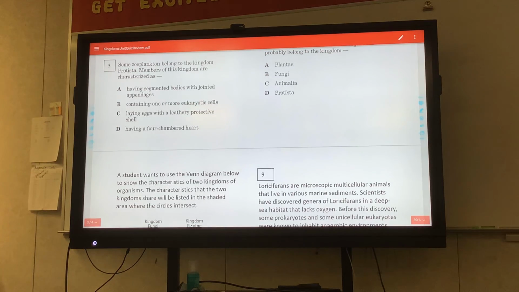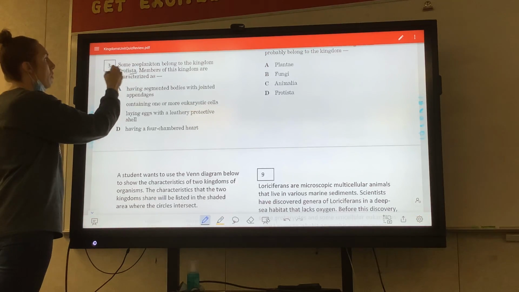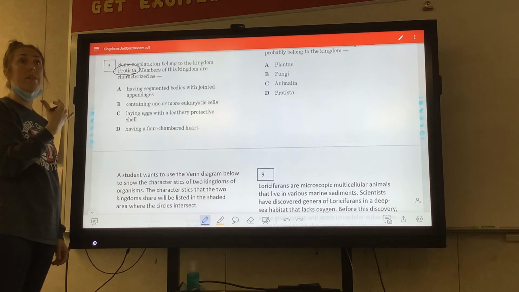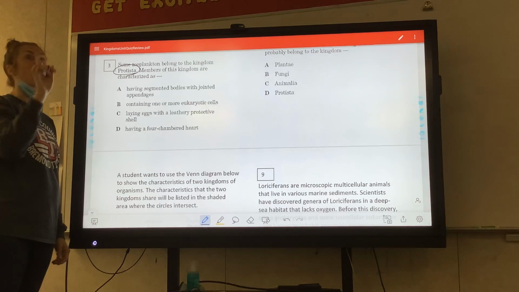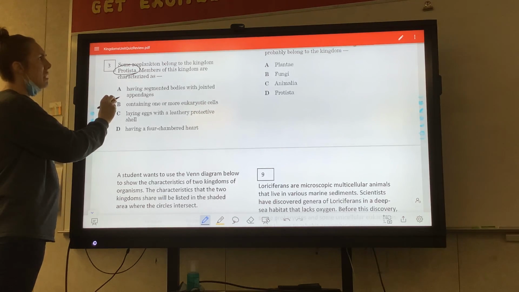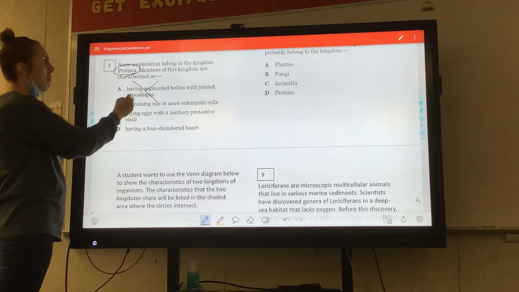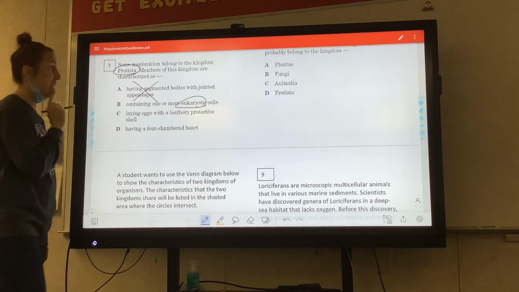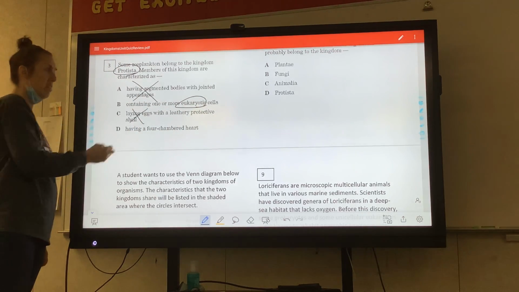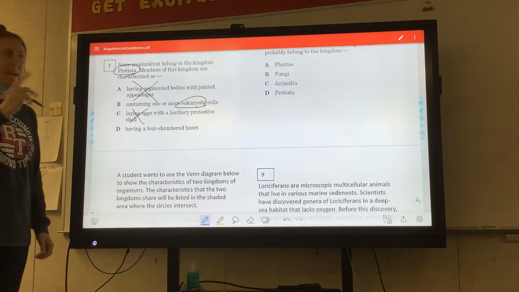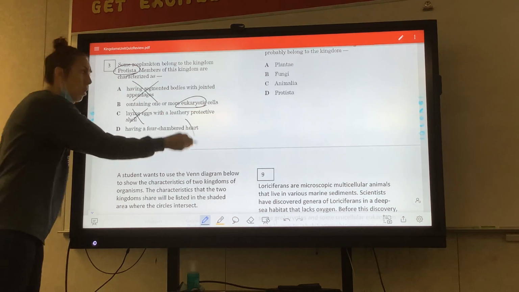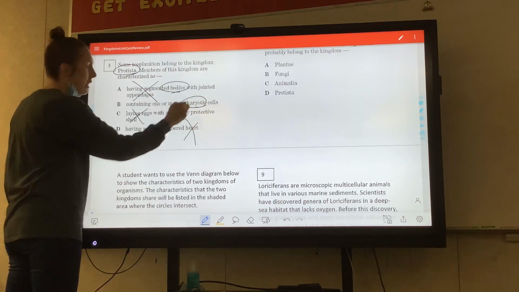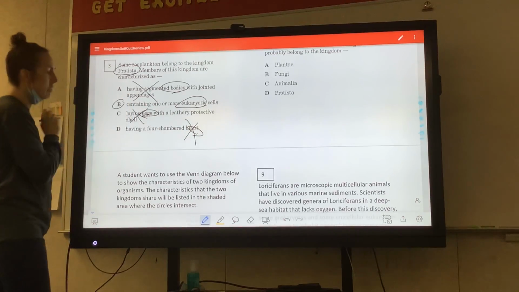Number 3. Some zooplankton belong to the kingdom Protista. So remember, protists look like bacteria but not. Members of the kingdom are characterized as... So in my mind, when I see the word protist, I think of unicellular but eukaryote. Having a segmented body? That's like an amoeba, they don't have a body. Contains one or more eukaryotic cells? Yep, it's eukaryotic. Okay, let's see if there's a better answer. Laying eggs? They're one cell. How do they make an egg? Have a four-chamber heart? They're one cell. They don't have a heart. Okay, if you know a protist is unicellular, it can't have a body or an egg or a heart. So B is the right answer.